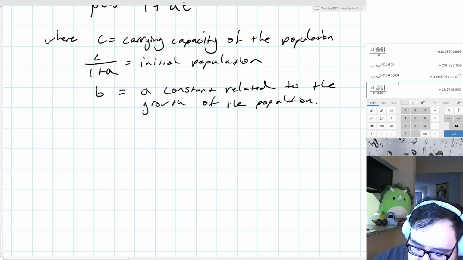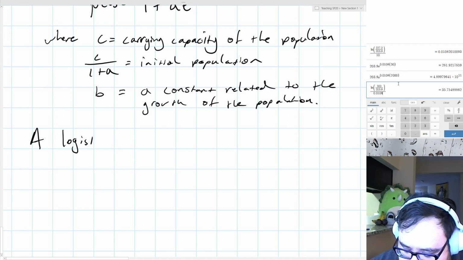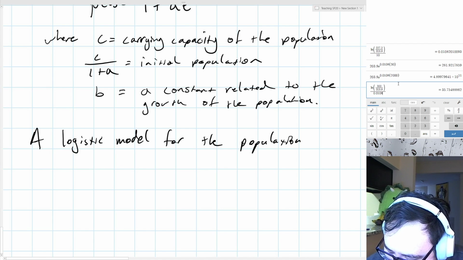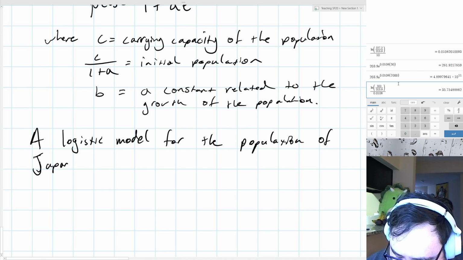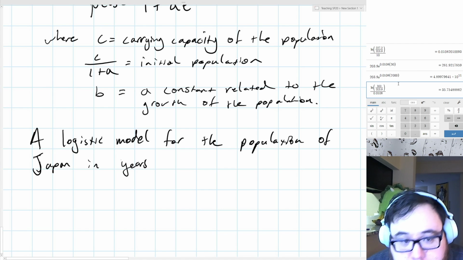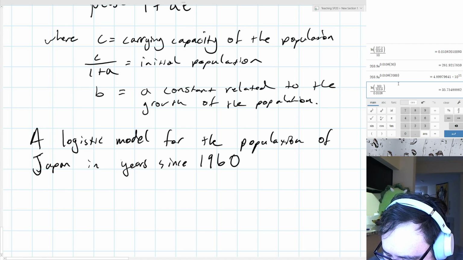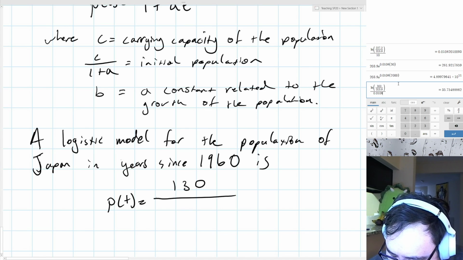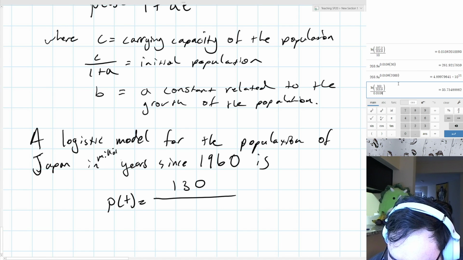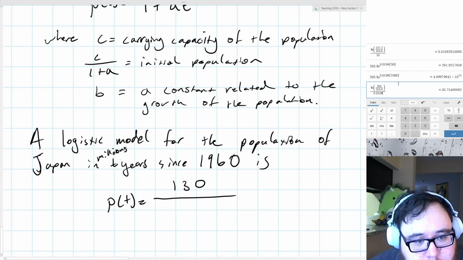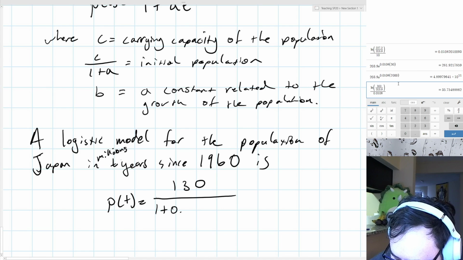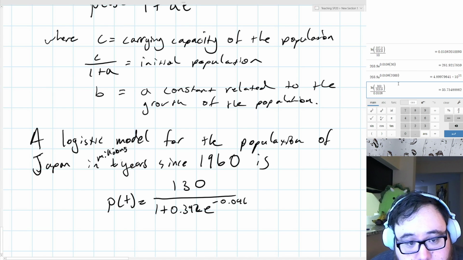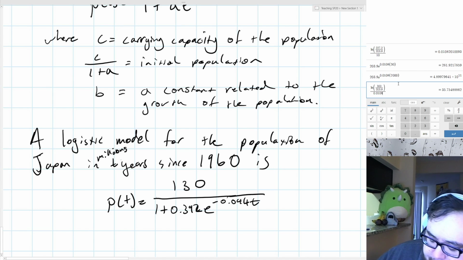So, a logistic model for the population of Japan in years since 1960 is P of t is equal to 130, where P is the population of Japan in millions t years since 1960, is 130 over 1 plus 0.392 e to the negative 0.044 t. Okay.